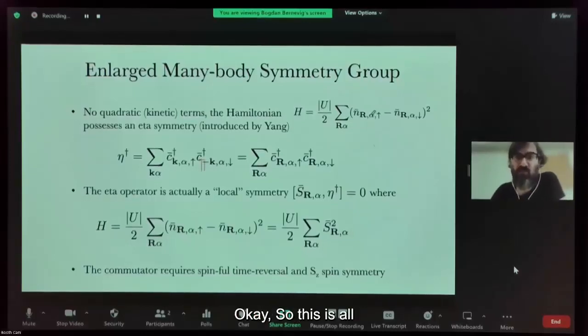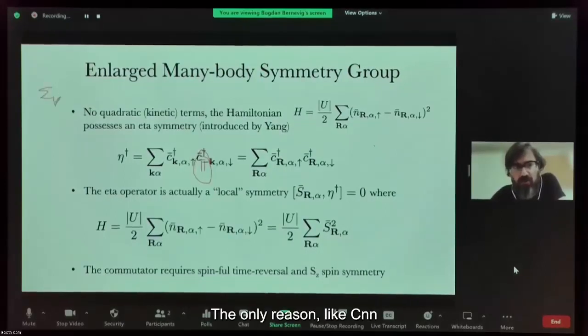So this is not that. But it's still a charge 2 operator, so we're going to call it eta pair, or eta symmetry. You might think of it as an abuse of language. It's a charge 2 operator. The only reason why C. N. Yang needs this pi operator is because he wants the kinetic energy in the Hubbard model to give you 0.